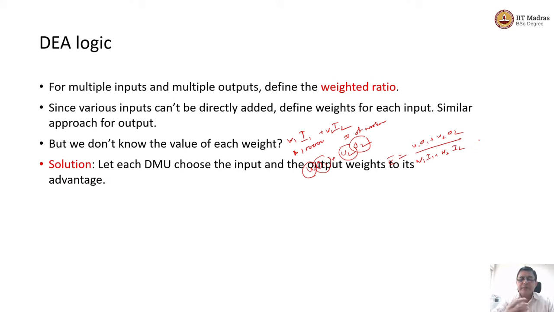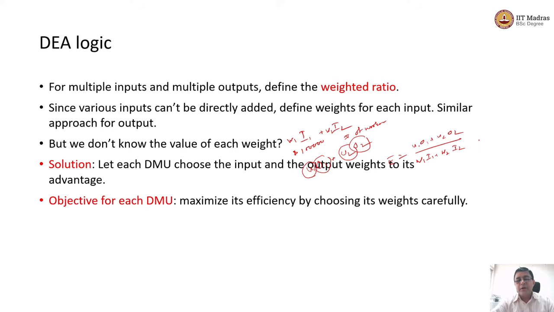So we don't presuppose the values of weights. We let the DMU choose. And how does the DMU choose? The DMU chooses through an optimization engine, right? And what is the objective that the DMU chooses the weights with? What is the logic of choosing the weights? They should choose the input weights and output weights in such a way that their efficiency is maximized, right? So it's a maximization of efficiency problem.